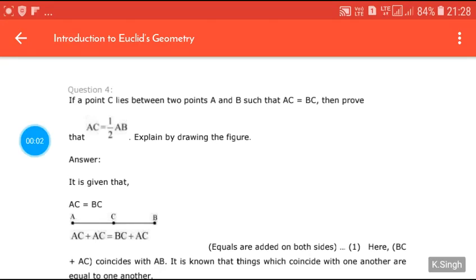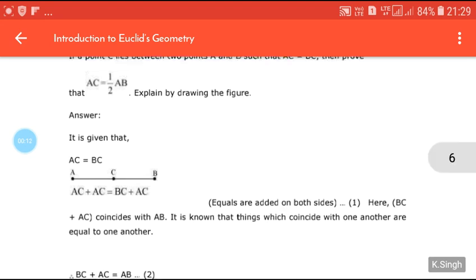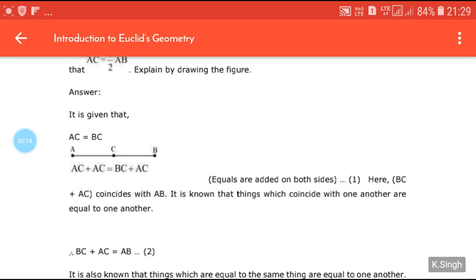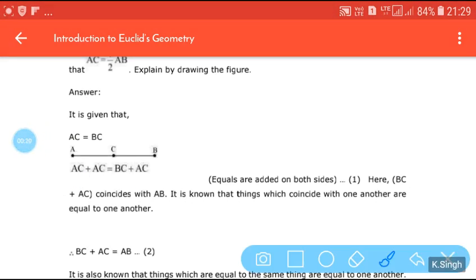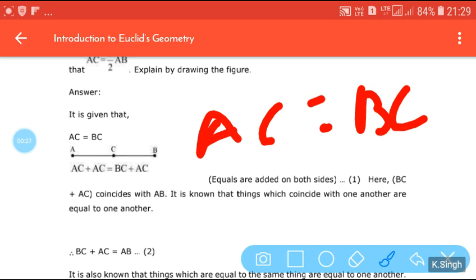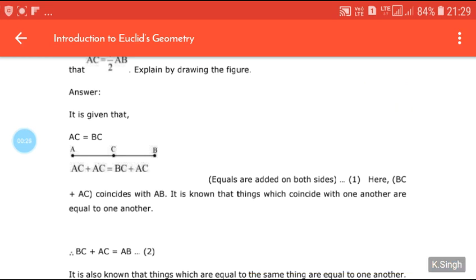So, our question number 4 is, if a point C lies between 2 points A and B such that AC is equal to BC, then prove that AC is equal to half of AB. Explain by drawing the figure. So, it is already given that AC is equal to BC. So, we will draw a line AB, and at the midpoint C, then only AC is equal to BC. Okay, so here AC plus AC is equal to BC plus AC.